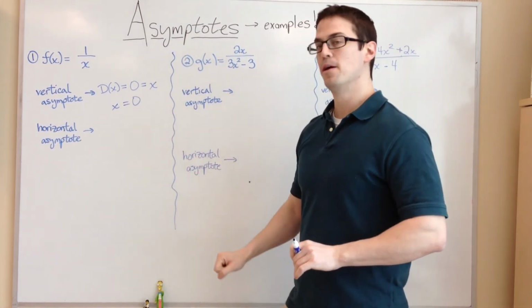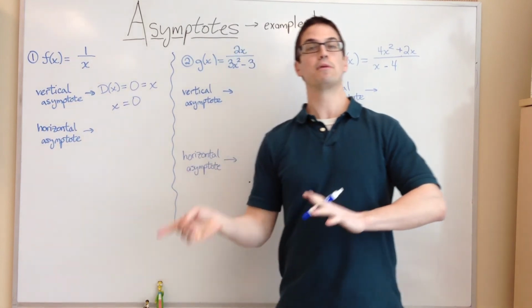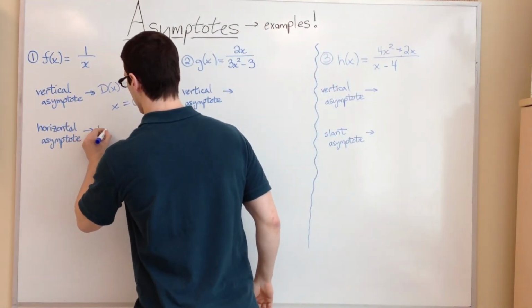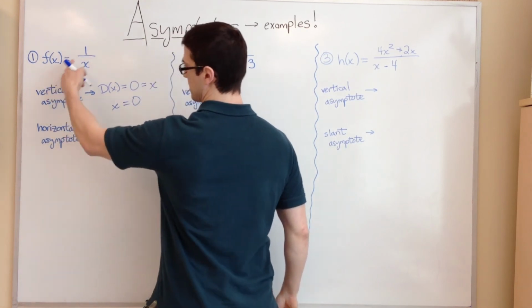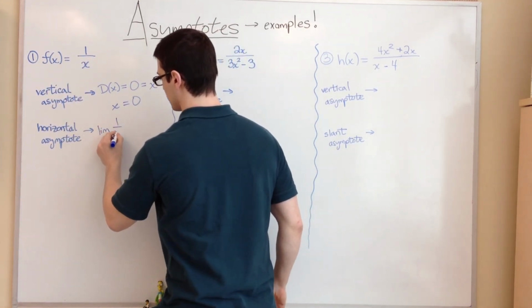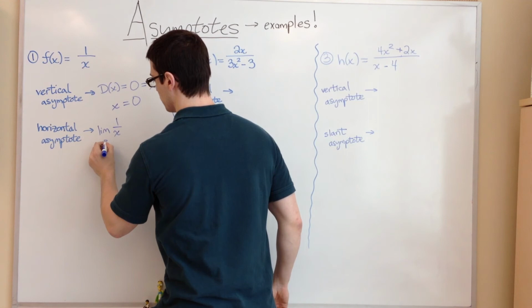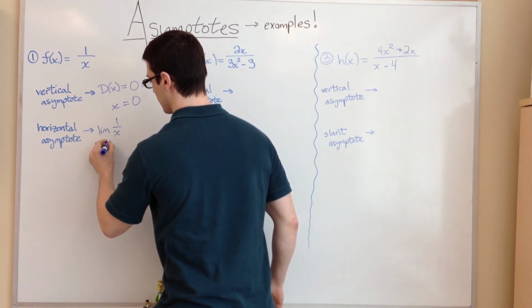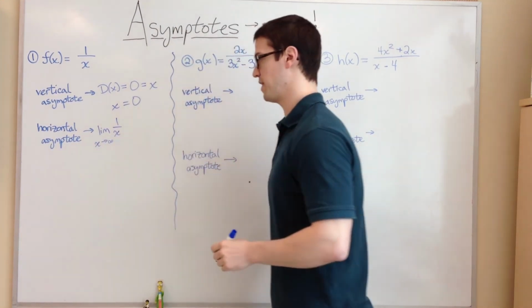So x equals 0. For the horizontal asymptote, if you remember from the last video, by definition, you have to do the limit of the function, in this case 1 over x, so I'm just going to put 1 over x in here, as x goes to infinity.